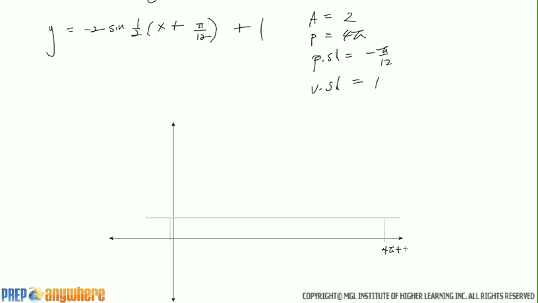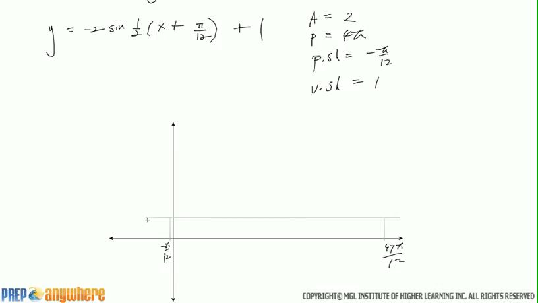So for the 5 points, it's good. So 4 pi plus pi over 12, what is that? 48, 49. Yeah, that's 49 pi over 12. Oh no, you've got to subtract 1, sorry. So it's 47. This is minus pi over 12.